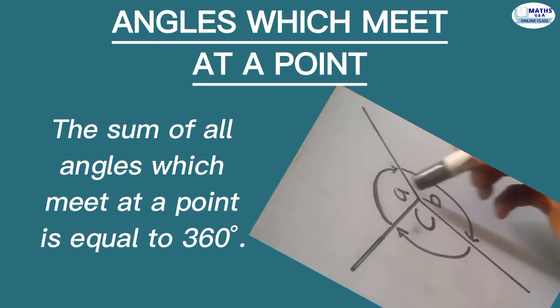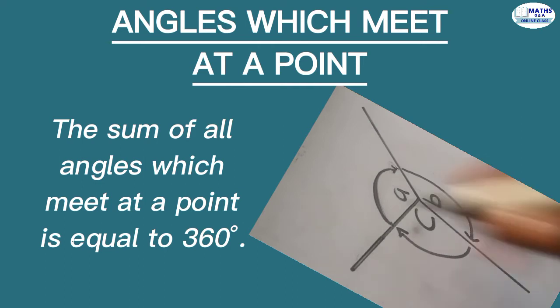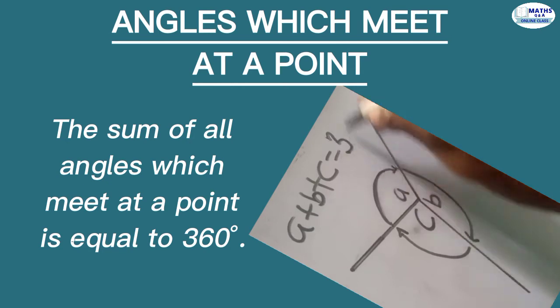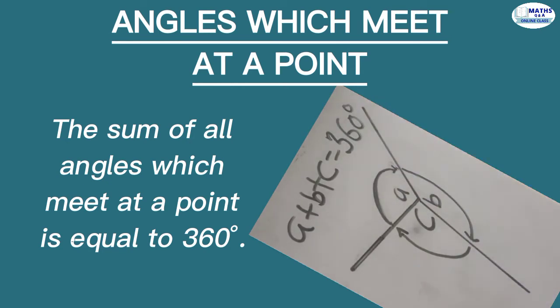Therefore, when you add A, B, and C, we say that angle A plus B plus C will give you what? 360 degrees. And that is angles that meet at a point. So this means that whenever you are given a question on angles at a point with some values missing, you have to add up all the angles given in the question and you equate them to 360 degrees in order to find the value for the missing angle. Now let's see some examples.